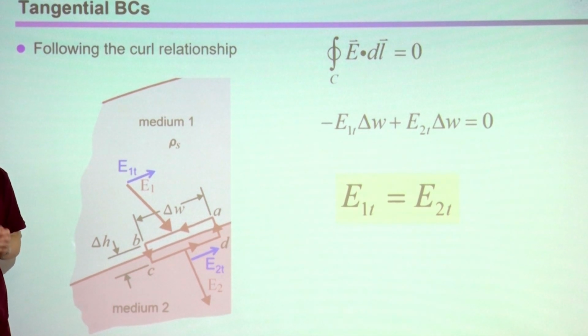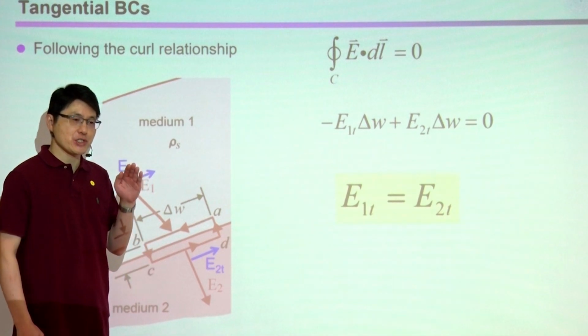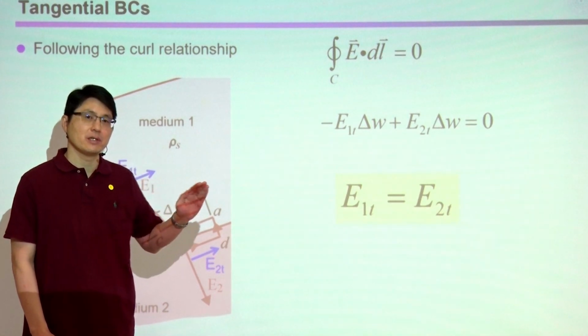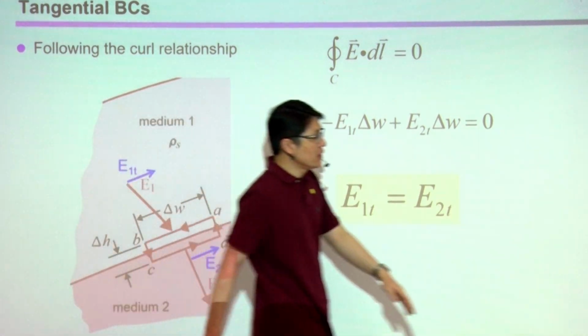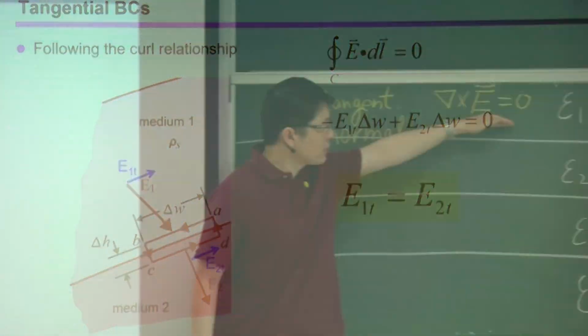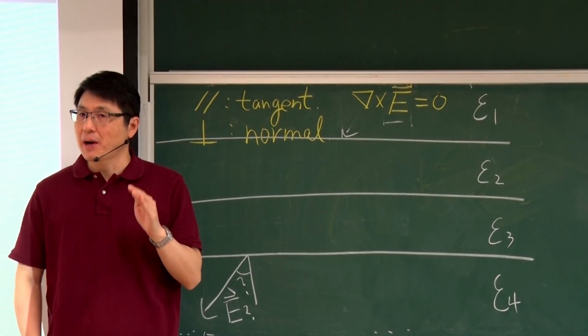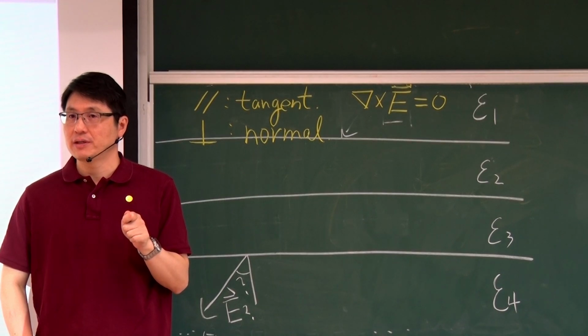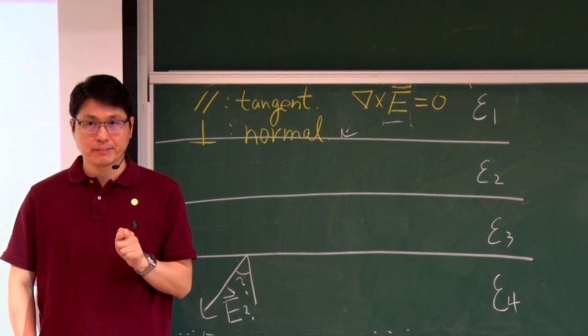Okay? So this is very straightforward. The tangential part of the E fields in different materials, no matter how many you have, right? Even in this case, I have one material, second one, third one, fourth one. The tangential part of the E field, they all need to be the same.